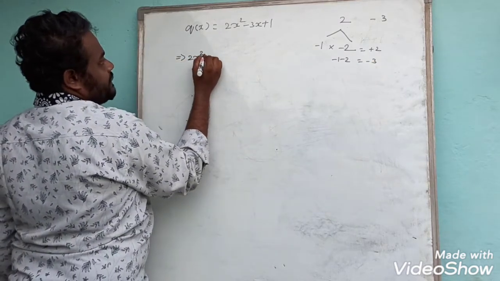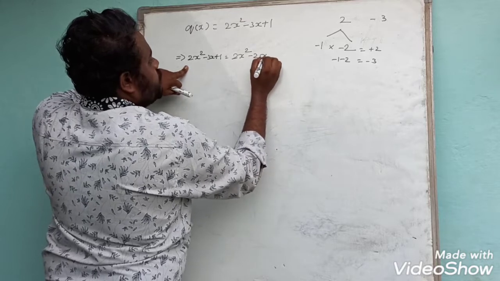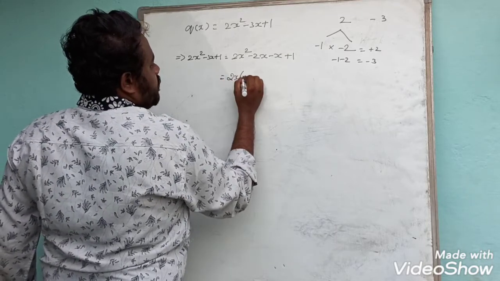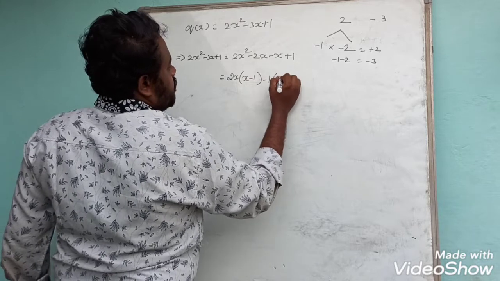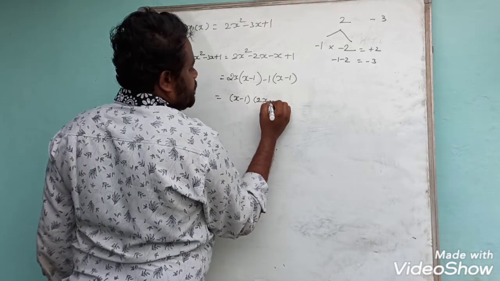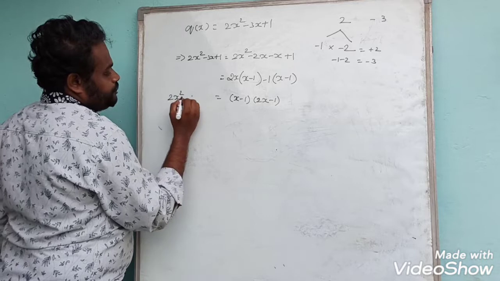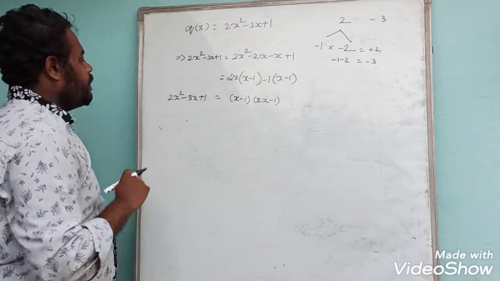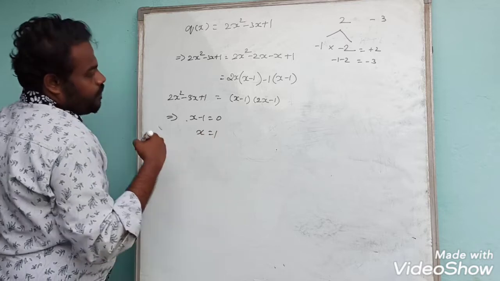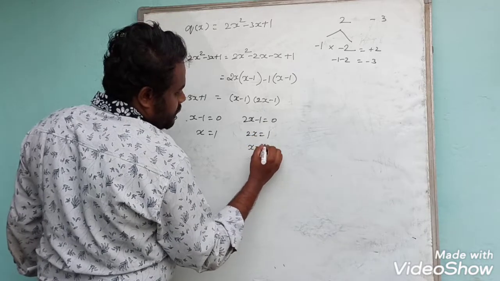Which implies that 2x^2 - 3x + 1 can be written in the form 2x^2 - 2x - x + 1. Here I take 2x common, remaining x - 1. Here -1 is common, x - 1. So (x - 1) and (2x - 1) are the factors for 2x^2 - 3x + 1. This implies that x - 1 = 0, x = 1, as well as 2x - 1 = 0, 2x = 1, and then x = 1/2.